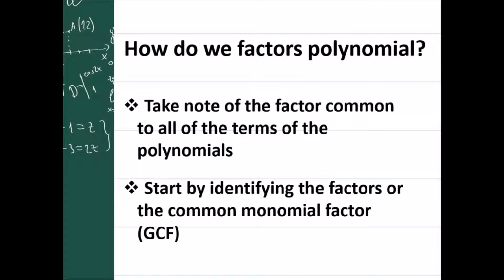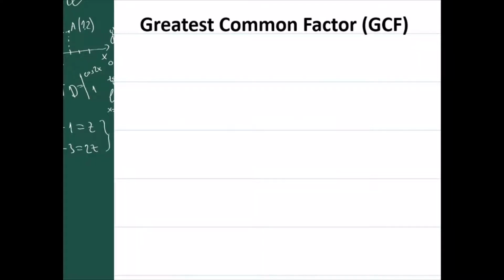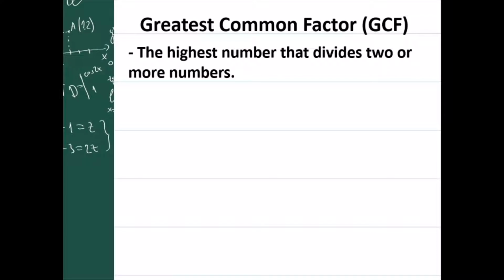Take note of the factor common to all of the terms of the polynomial. Start by identifying the common monomial factors, or in your elementary math, the GCF or the greatest common factor. Let us review what and how to determine the GCF. The greatest common factor is the highest number that divides two or more numbers. Oftentimes, it is called the greatest common divisor.